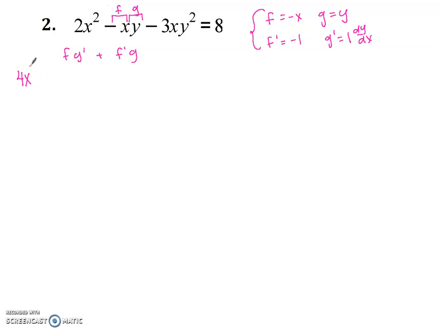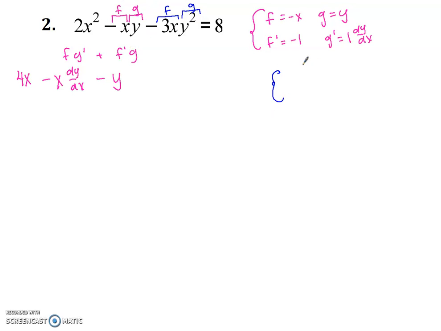So I'll have 4x and then f times g prime, that's negative x times 1, so that'll be a minus 1x dy dx. So this part's my f g prime, then plus f prime times g, that's negative 1 times y. So that would just be plus a negative y, which would be minus y. And that part will take care of my f prime g for this part. Okay. Now it's time to do the derivative of this term. So we're going to have to do the product rule again. So this will be a different product rule from this one.